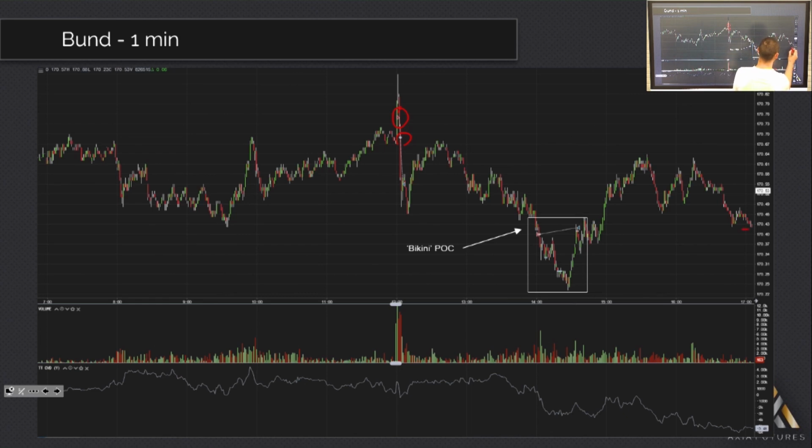Now, the 142s, which is the bikini profile POC, is about here. And as I said, this was made into a ledge, and you can see the low here. But some other interesting things. From the morning, this would be the morning low here, which was a 2 TPO ledge. Then this bit here evolved into a 3.